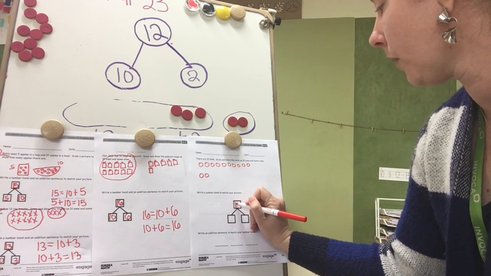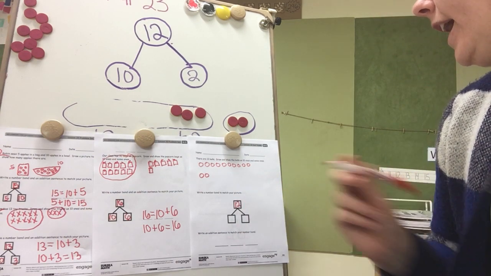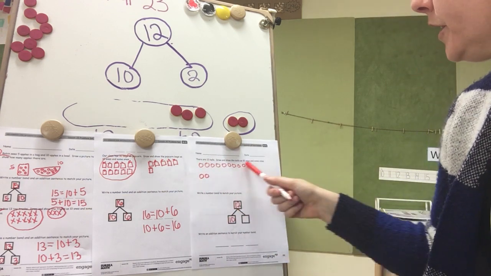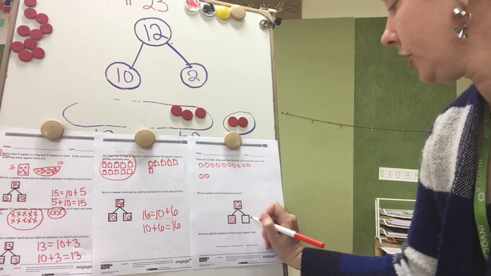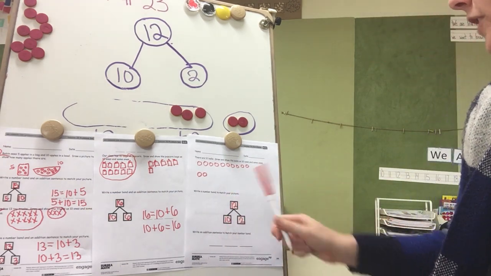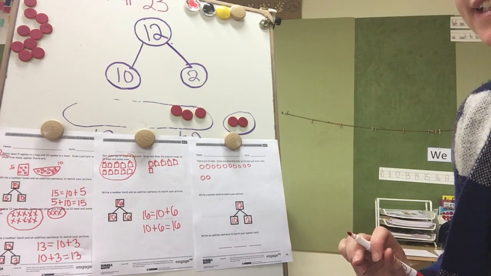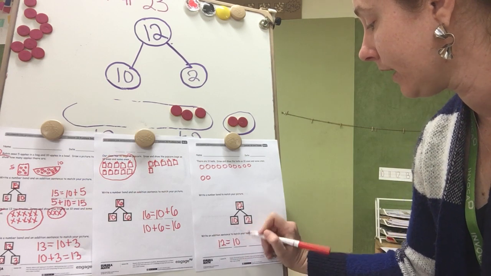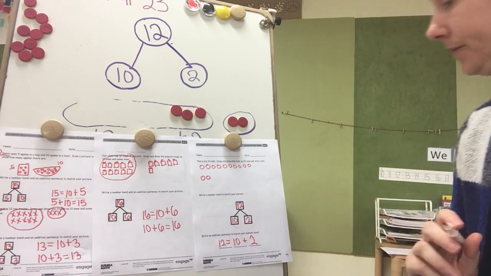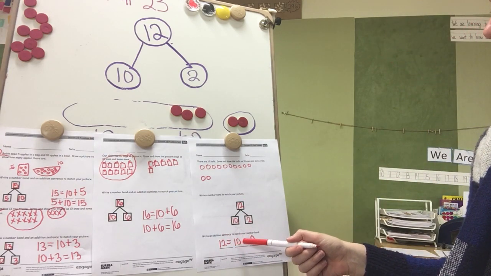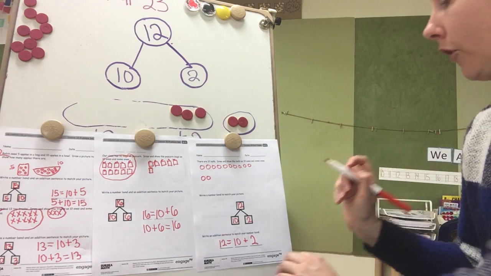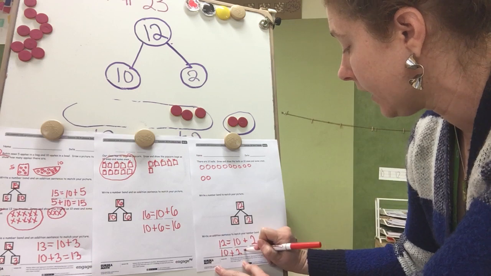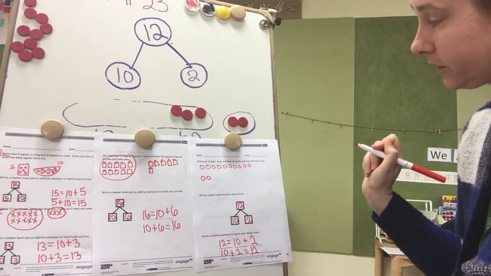So we know there's 12 balls. And we have our parts. 10 is our first part. Our second part is 2. 10, 2 makes 12. And now let's write our addition sentence to match the number bond. 12 equals 10 plus 2. I'll show you both ways in case you want to write 10 balls plus 2 balls equals 12 balls.